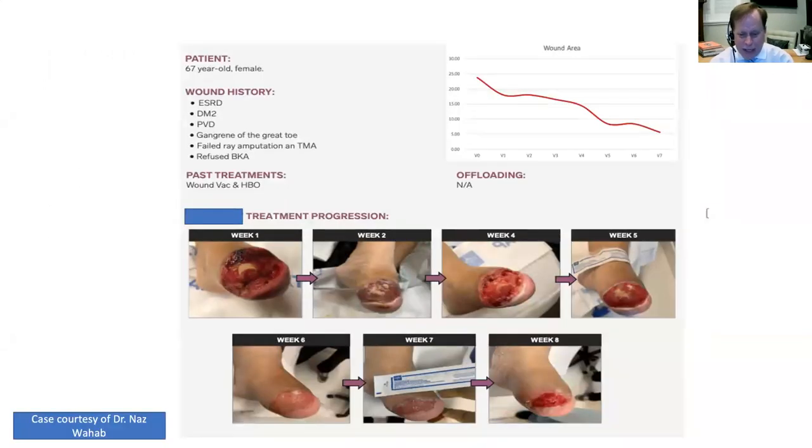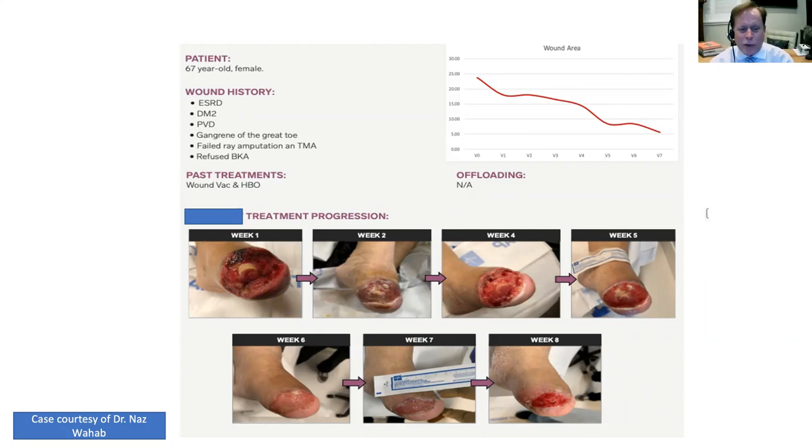Now, this next patient is kind of an anomaly in my view. This is not a patient of mine. This was a patient of Dr. Wahhab's, but it's such an interesting case that I wanted to present it to you. This is a 67-year-old female with end-stage renal disease. Now, we all know that end-stage renal disease is an independent predictor of non-healing in patients, particularly with diabetes, which the patient also had. This was coupled with peripheral vascular disease.